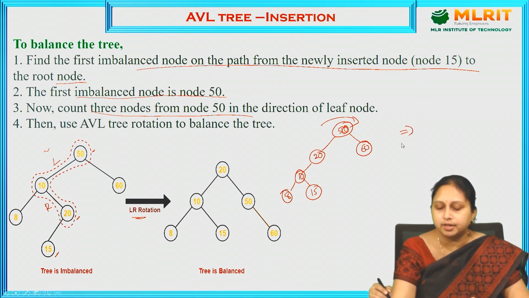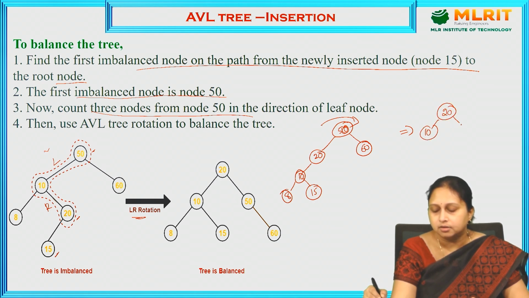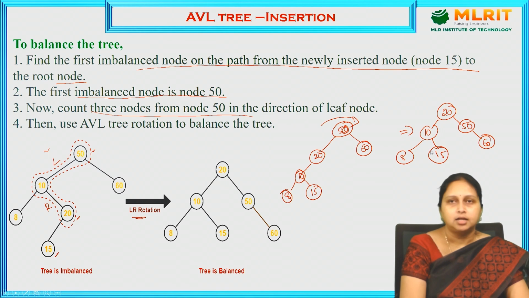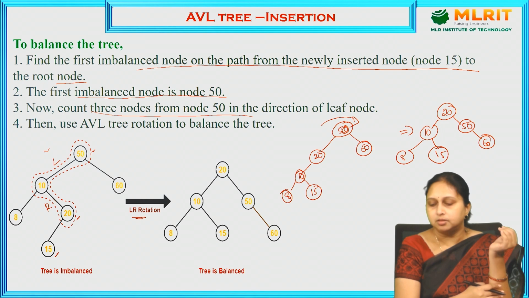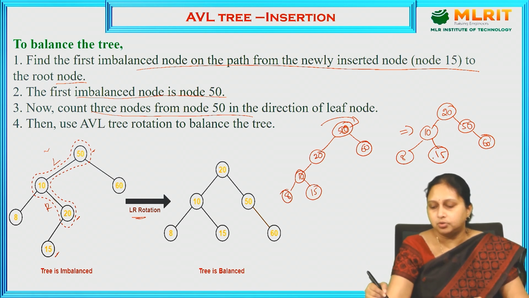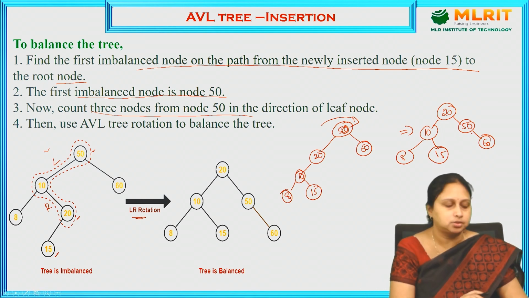What tree are you going to get after the right rotation? After performing the right rotation, you are going to get 20 here, 10 here, 50, and right of it is 60. And this one is 8 and 50. Right? Like this way, you are going to get the rotation. Now the tree is balanced. You can check the nodes. Here you have 2, 2. Yes, the tree is balanced.